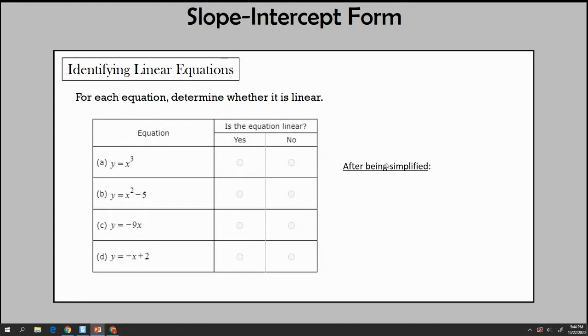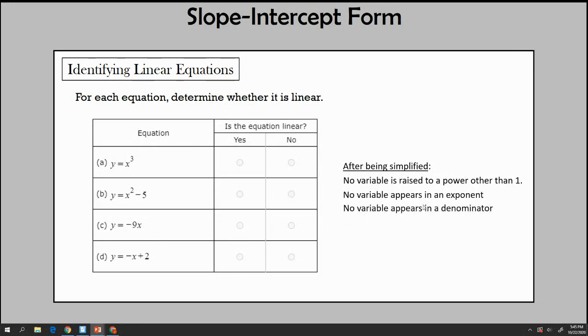I'm going to list, I guess I should have done this prior to, I'm going to list what we're looking for. No variable raised to a power other than one, that would eliminate it. No variable appears in an exponent. No variable appears in a denominator, and no variables are multiplied together. That's the list you got on your first page. So going back to this first one here, y equals x cubed, because x is raised to the third power, not linear. Y equals x squared minus 5, x is raised to the second power, not considered a linear equation.